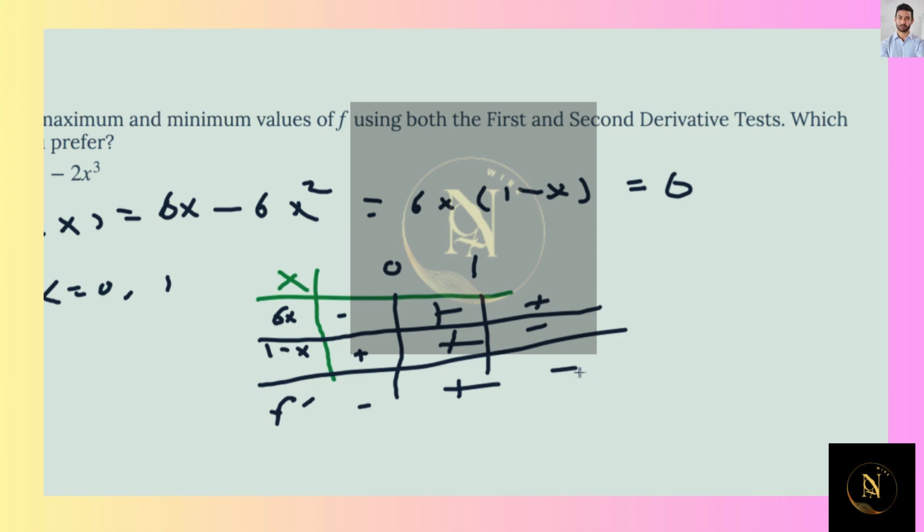So we can look at how the function is acting at these points. We can say it is decreasing and then it is increasing. So when it's decreasing and then increasing, we have a local min. So we have a local min at x equals 0. And then we see that the function is increasing and then decreasing. So we have a local max at 1. So that is how we find the local min and max using the first derivative test.